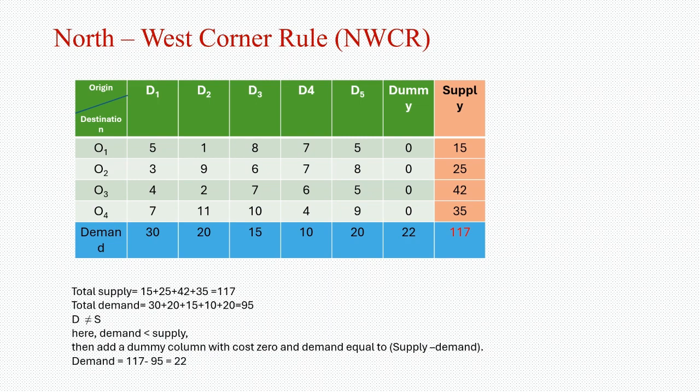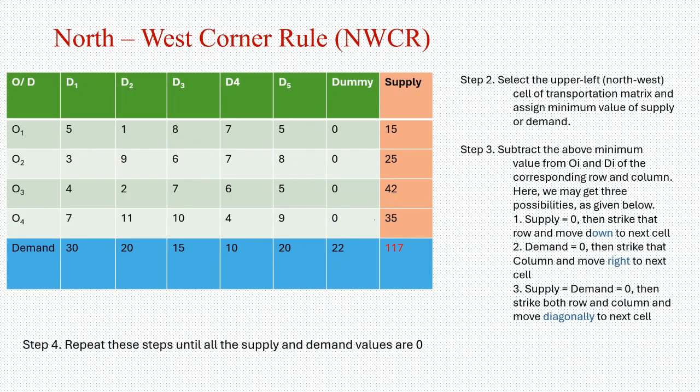Step 2. This is northwest corner rule. Here this 5 is in northwest, hence we will start from here. Here supply is 15 and demand is 30, which is less. 15 is less, so 15 is minimum value assigned. Here 15 minus 15 becomes 0. Here 30 minus 15 is 15. Since supply becomes 0 here, this row is cancelled.